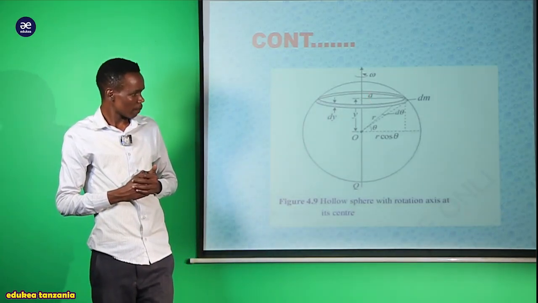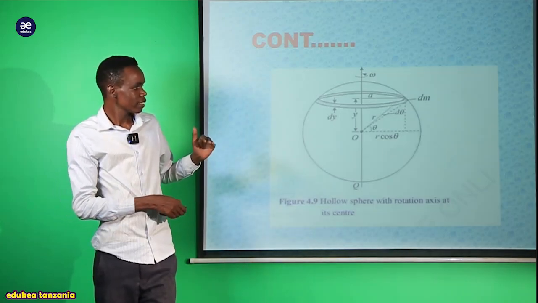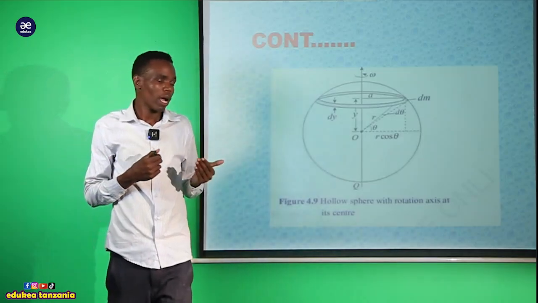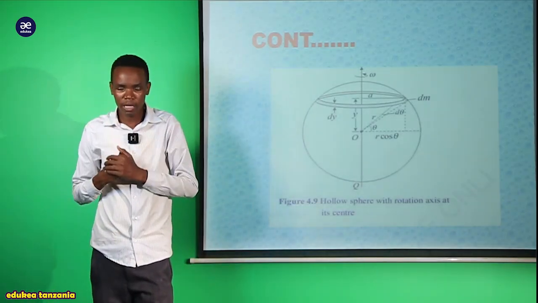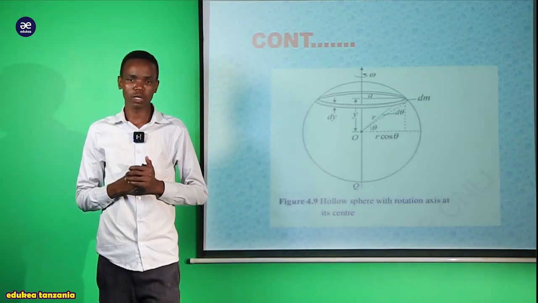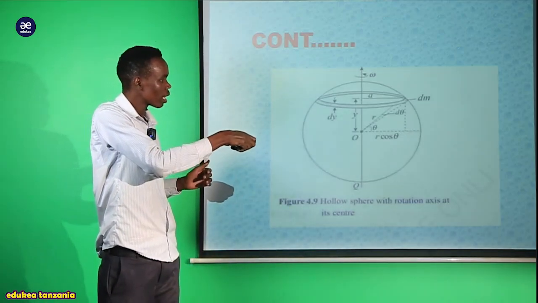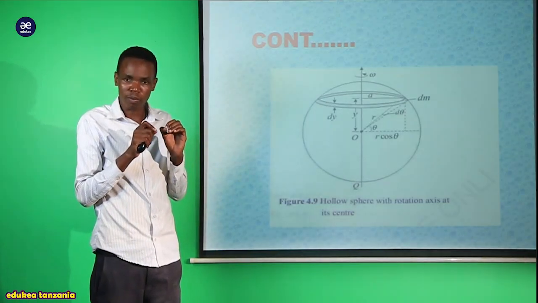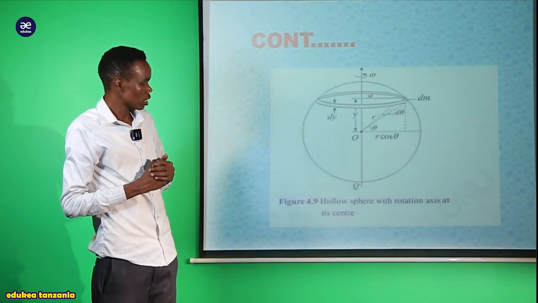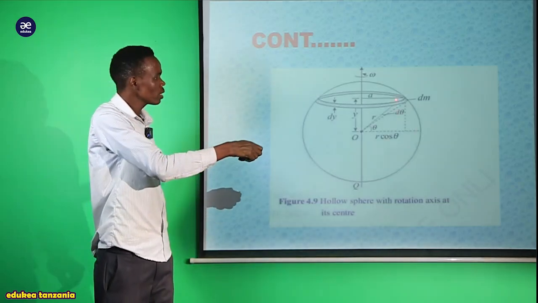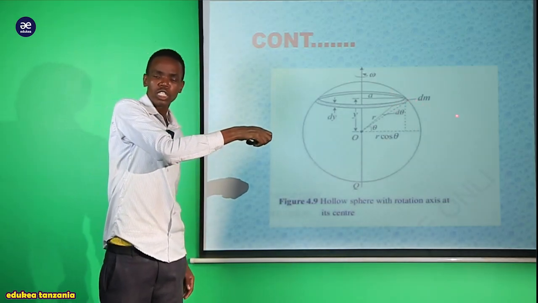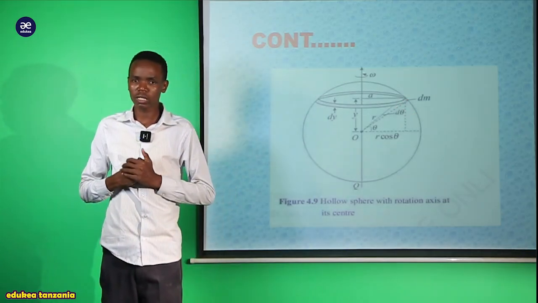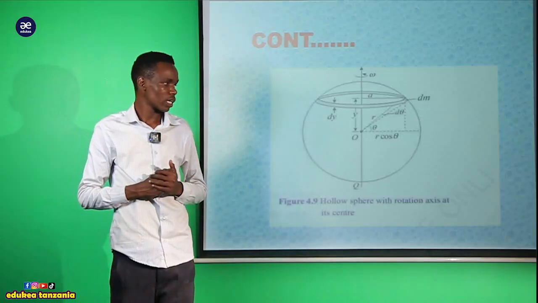But my dear students, the distance from the center of the hollow sphere up to the center of the elemental ring must be represented by y. The elemental ring gives us the small change of y, which means the displacement or the distance. It has a small change of y, and this elemental ring also contains the small change of mass. So in this elemental ring, there is the small change of y and also the small change of mass, as we observe here.